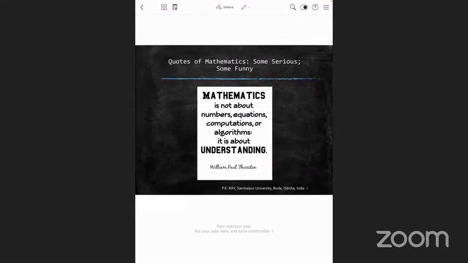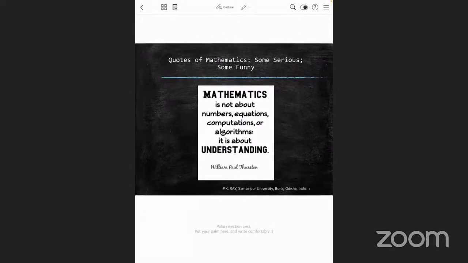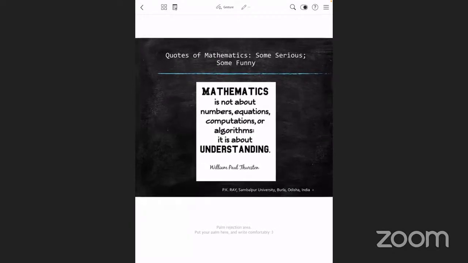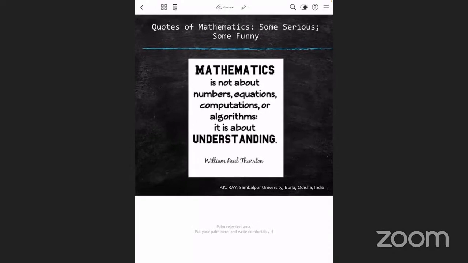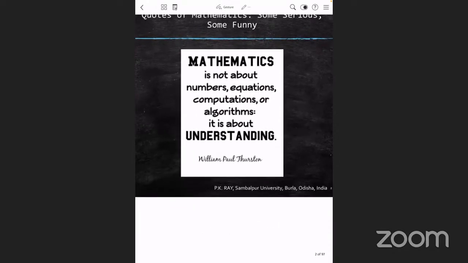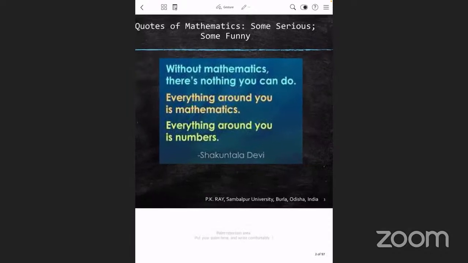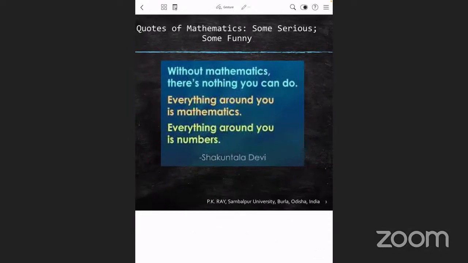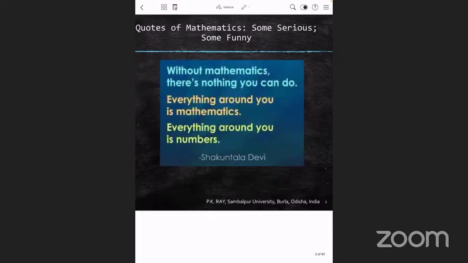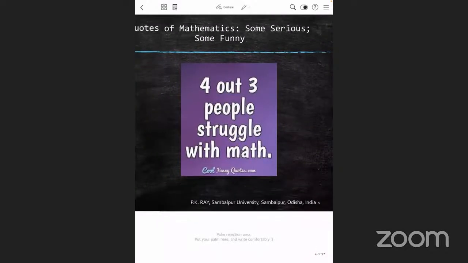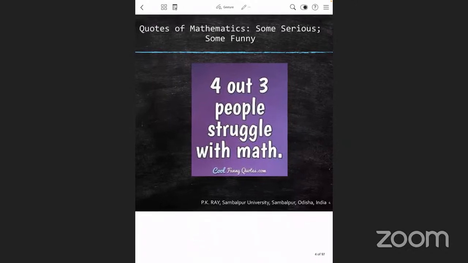So before I start, I would like to tell about some quotes, some serious and some funny. These are for the students, and most of the participants may be students. Mathematics is not about numbers, equations, computations, or algorithms. It is about understanding. Without mathematics, there is nothing you can do. Everything around you is mathematics. Everything around you is number. This quote is by Shakuntala Devi, the famous mathematician. And I think you will agree that 4 out of 3 people struggle with mathematics.